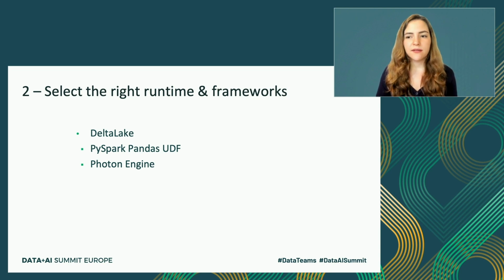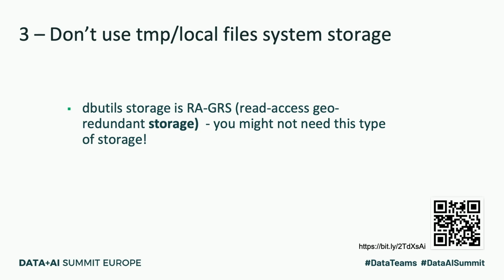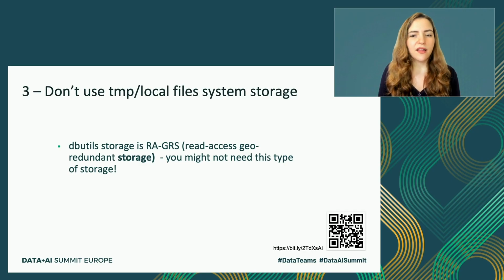But one sweet thing to consider is the Photon engine, which is basically an engine that is written in low-level code that helps us run everything faster. And this is something that exists only in the Databricks environment. The third thing to consider and understand is the file system storage. When we use dbutils directly from the Databricks environment, it uses something called RA-GRS. It's read-access geo-redundant storage, which is mostly expensive. So you should consider configuring your own storage right there instead of using the default one.